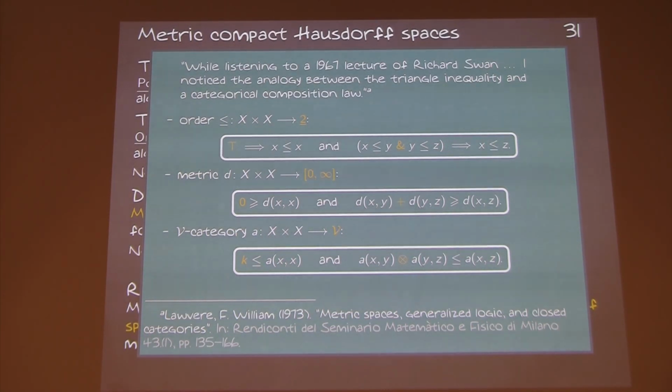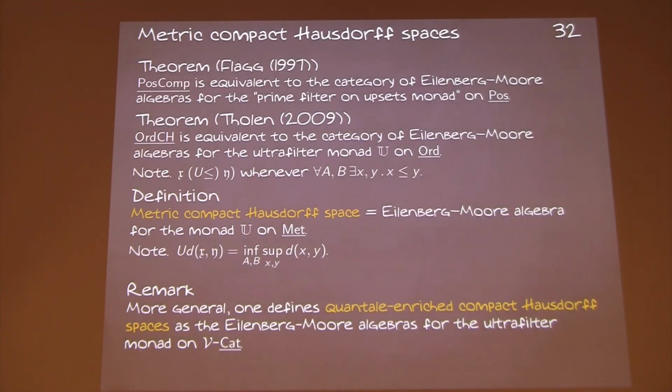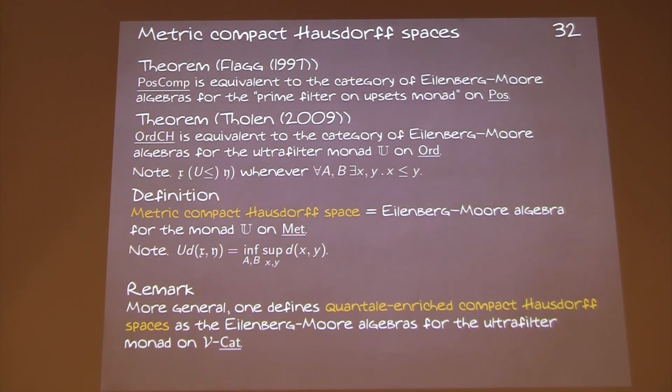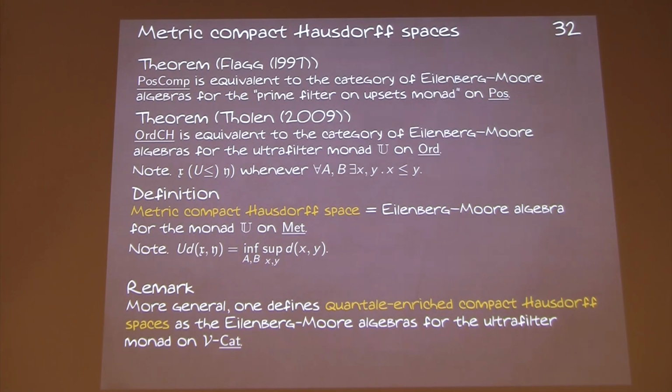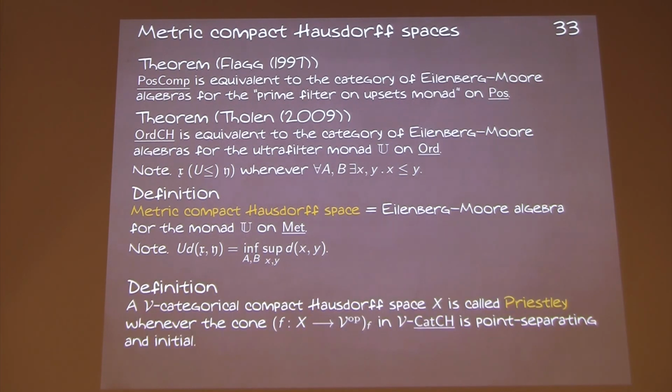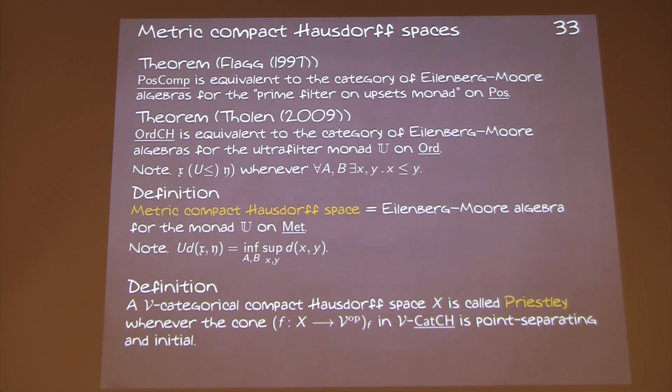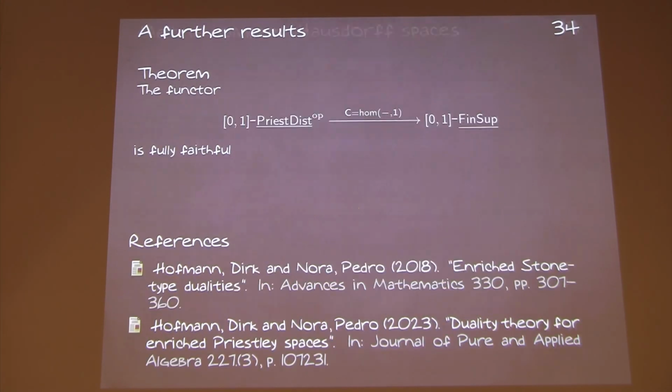And now, based on this, as I indicated here, quantale-enriched compact Hausdorff spaces we will see as an instance of the ultrafilter monad on such categories enriched in a quantale. And since I'm at it now here, I would also want to indicate that we define Priestley spaces simply, or enriched Priestley spaces, as such an enriched compact Hausdorff space which has enough characters, which is similar to the definition in the ordered case. Okay, I think I finished here.